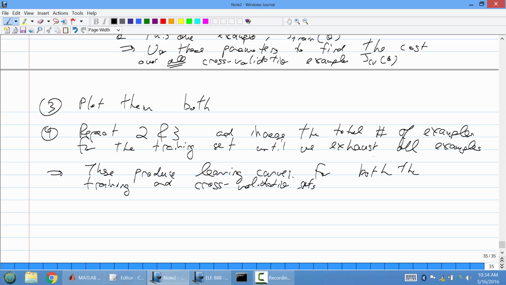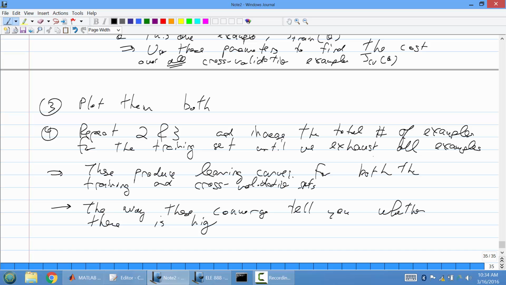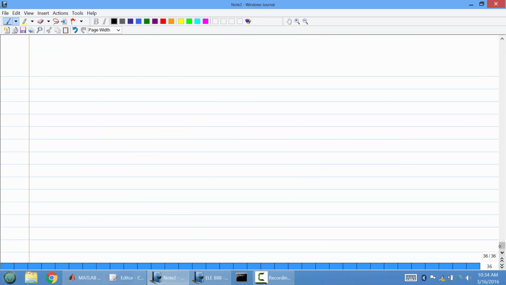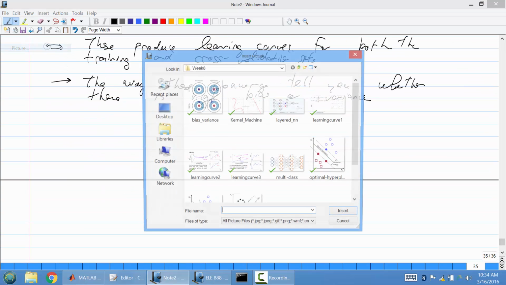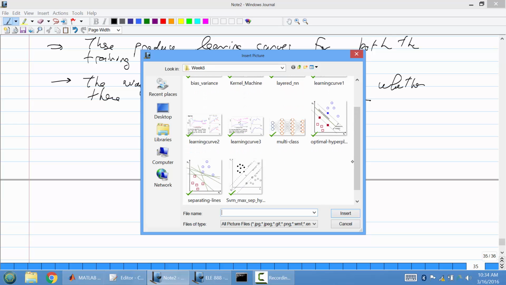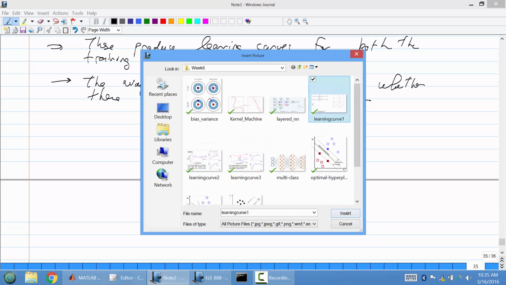Okay, so the way these converge tells you whether there is high bias or variance. Obviously a picture's worth 1,000 words, so let me just show you a couple of pictures. I pulled these from Andrew Ng's slides because they actually describe everything that I want to talk about. So instead of me redrawing it, I just took a couple of the slides.